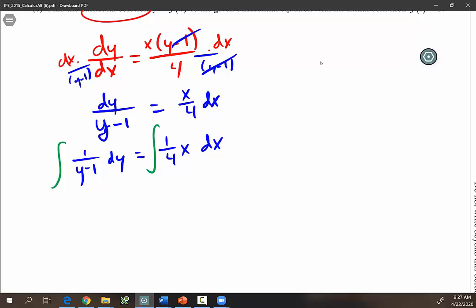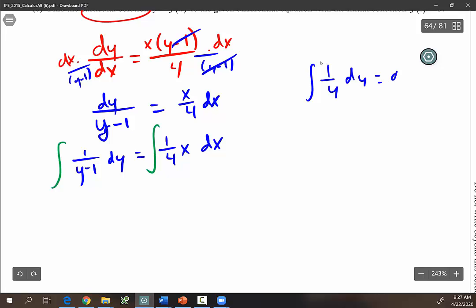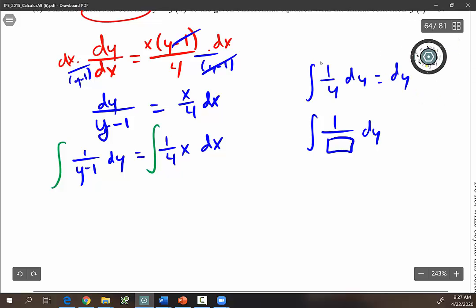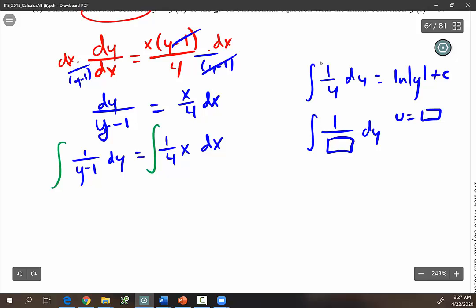And so on the left side, it's technically u sub, because the integral of 1 over y dy would be ln of y plus c. The integral of 1 over anything else, we're going to want to do u sub on that.